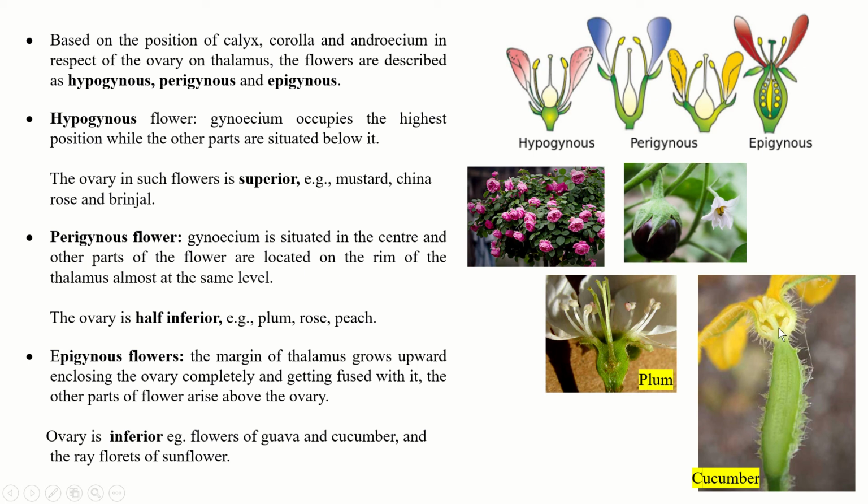And the calyx, corolla and anthers are all above. Okay, so examples are guava, cucumber and ray florets of sunflower. Sunflower, look at the bottom, you will see a black colored ovary. Okay, so this is about the types of the ovary.